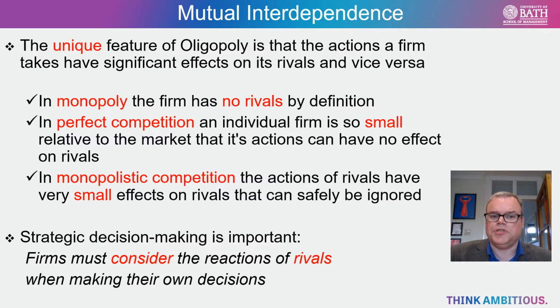In other market structures, this type of strategic interaction is largely absent. In monopoly, the firm has no rivals. It is the only firm in the market. In perfect competition, firms are so small relative to the market that their actions can have no effect on their rivals. Similarly, in monopolistic competition, the actions of firms have such small effects on their rivals that they can safely be ignored.